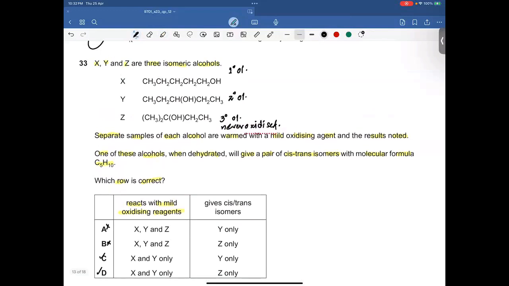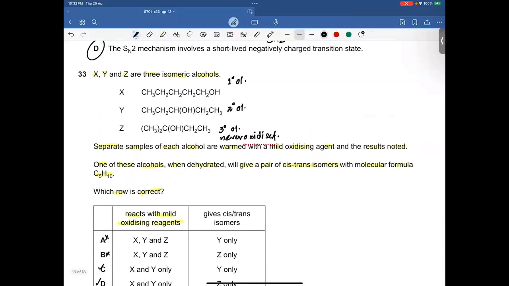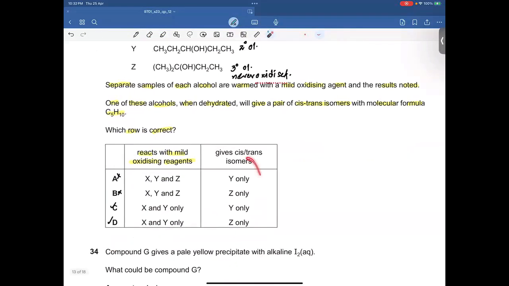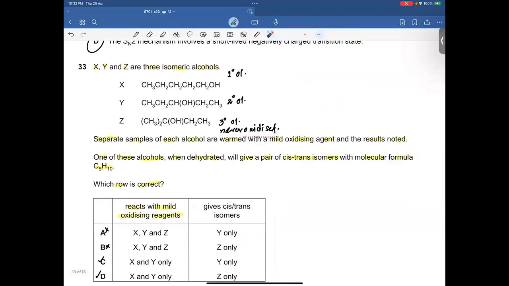Which means I have to consider X and Y. Let's talk about X. This is your X, CH3, CH2, CH2. Oh, I don't need to consider X because there is no X here. I need to find out which compound will give you cis-trans isomers. So let's omit X and talk about Y and Z.